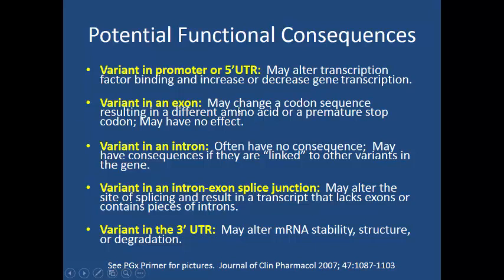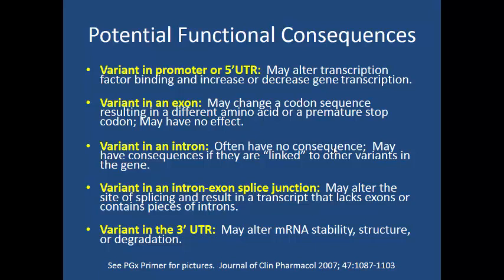Variants in an exon may change a codon sequence, and we looked at this kind of example in multiple slides so far. So it can change a codon sequence, resulting in a different amino acid, or maybe even a premature stop codon, or it may result in the code for the same amino acid. Variants in an intron, they're very common, as we mentioned, but they often have no functional consequences. And why? Well, because they're spliced out during mRNA processing.